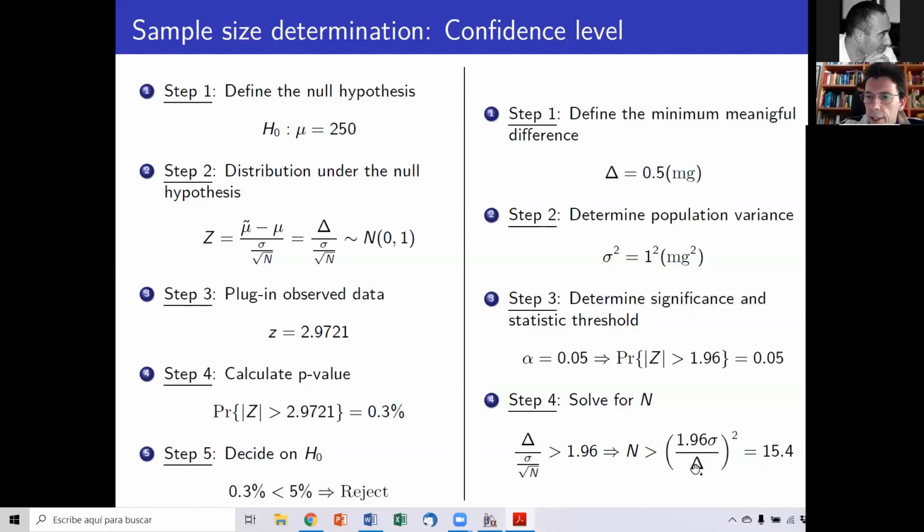And n in this case is 15.4. So you cannot take 15.4 tablets. So either you take 15 or you take 16. And you always have to round up, because if you round down, you're losing some confidence. So we will take 16 tablets. And with our 20 tablets, we were on the safe side. So we were taking a few more than what's needed to detect these deviations of 0.5 milligrams.